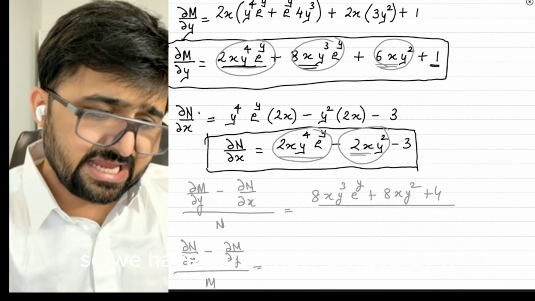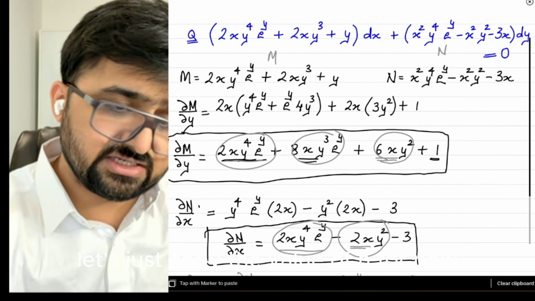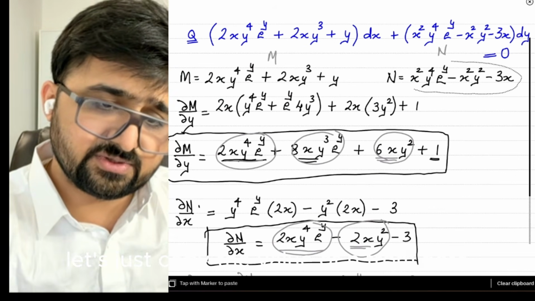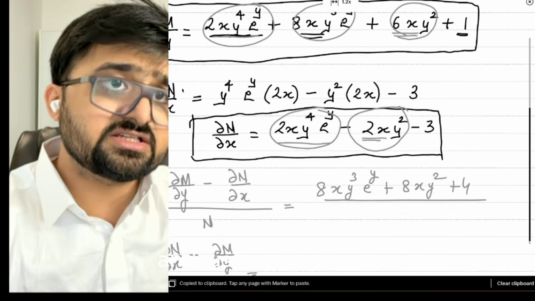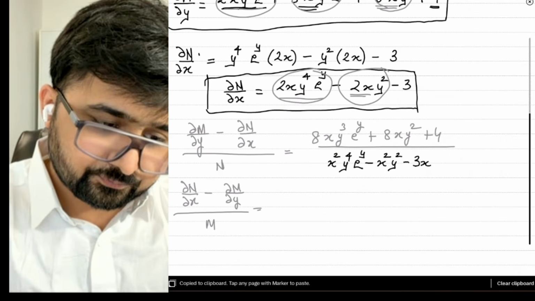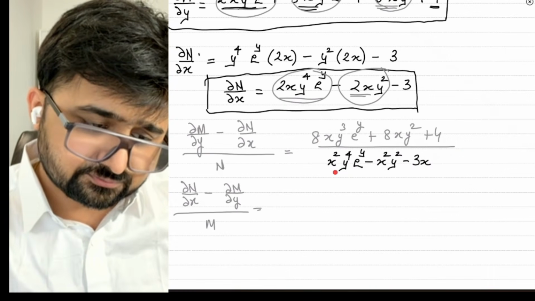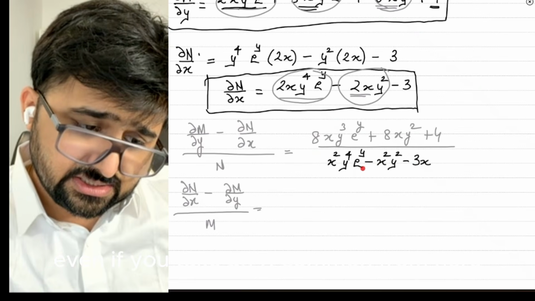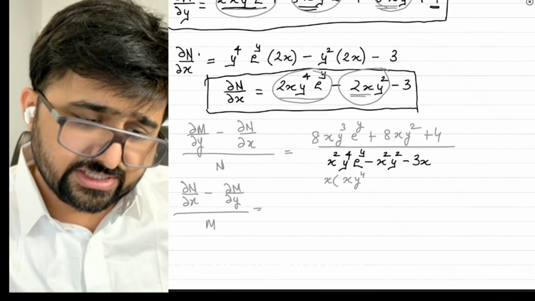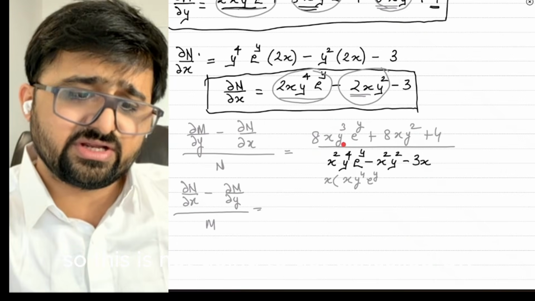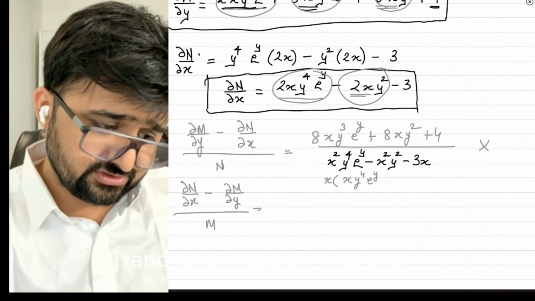Now divided by n. What is n? Let's just copy the value of n from here and paste it here. Let's see if anything is getting cancelled over here. Even if you take x common from here, I don't think anything will get cancelled. xy to the power 4. So this is not going to get cancelled. Anyway, that means let's discard this case and focus on this one.